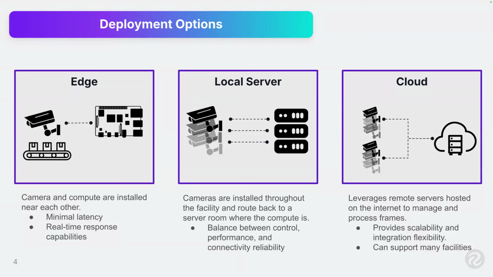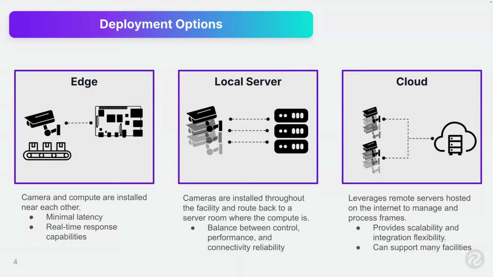Then you have your local server approach. This is where cameras are installed throughout your facility, and they all route back to maybe a server room where you have your server. So you might have 10 cameras in your facility, and they all route back to your server room, and that one server is going to handle inferencing and machine learning across all of those cameras. This gives you a balance between control, performance, and connectivity reliability.